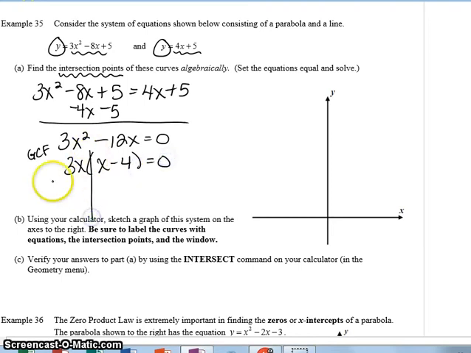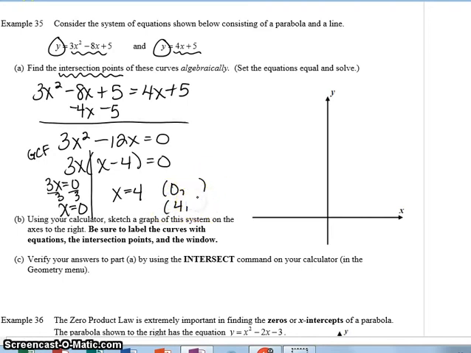Okay, I split down the middle. If I have 3x equals 0, I divide both sides by 3, I get x equals 0. Over here, x is positive 4. Now remember, guys, those are my x coordinates for the intersection points. So that means I have the point 0, something, and the point 4, something.